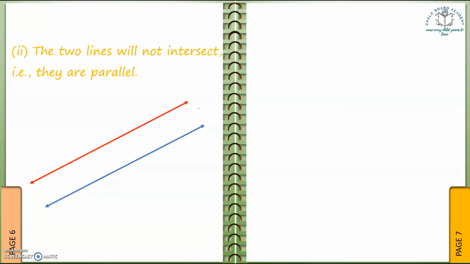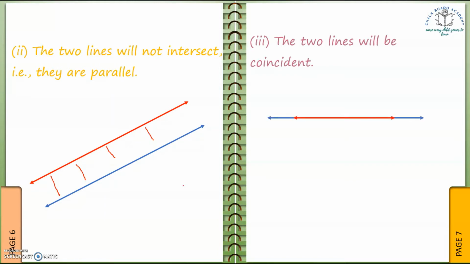Even if we extend these two lines far away, they will not intersect each other because they are parallel. At any point, the distance between these two lines is equal. Now we have a third case in which the lines are coinciding with each other. That is, the first line is superimposing the second line.